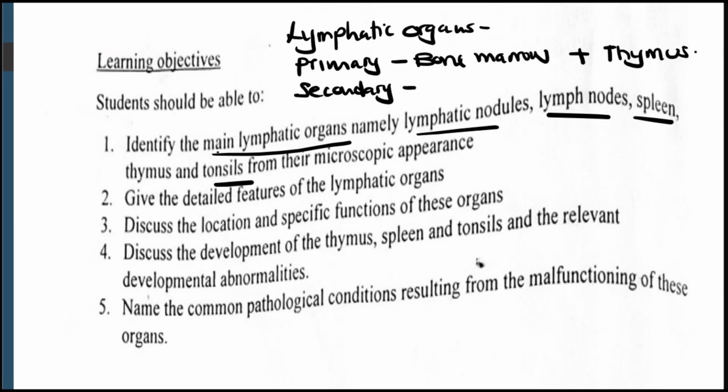So in this lab, we're going to see the histological features of the lymphatic organs, which are the lymphatic nodules, the lymph nodes, the spleen, the thymus, and the tonsils. Number two, you give the detailed features of the lymphatic organs histologically. Number three, to discuss the location where they're found and specific functions of these organs. Number four, to discuss the development of the thymus, the spleen, the tonsils, and the relevant developmental abnormalities. Fifth, and not the least, name the common pathological conditions resulting from the malfunctioning of these organs.